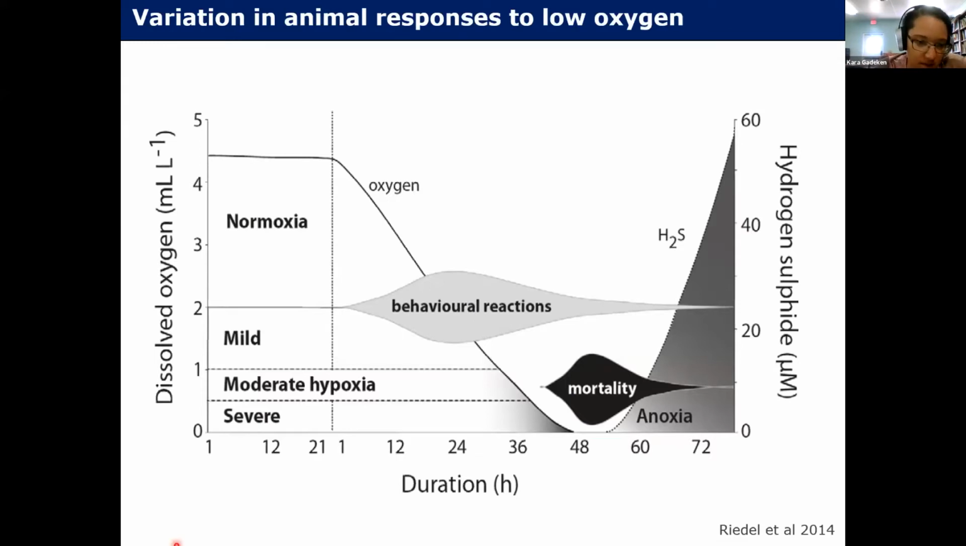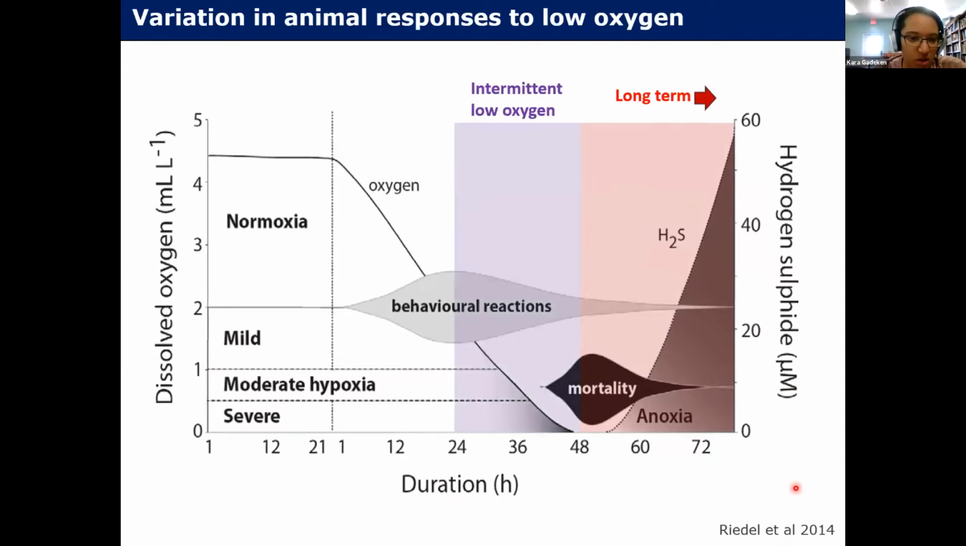So if you look at the axes here, on the x-axis, we have the duration of low oxygen, and then on the left y-axis, we have the dissolved oxygen level. And then on the right y-axis, we have the concentration of hydrogen sulfide, which is generally produced in very low oxygen conditions and is toxic. So we see in long-term low oxygen that things will die off. We get significant mortality, production of hydrogen sulfide.